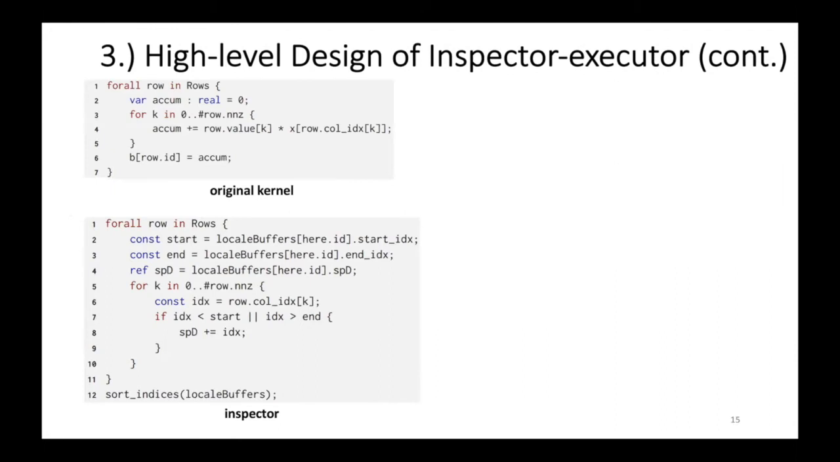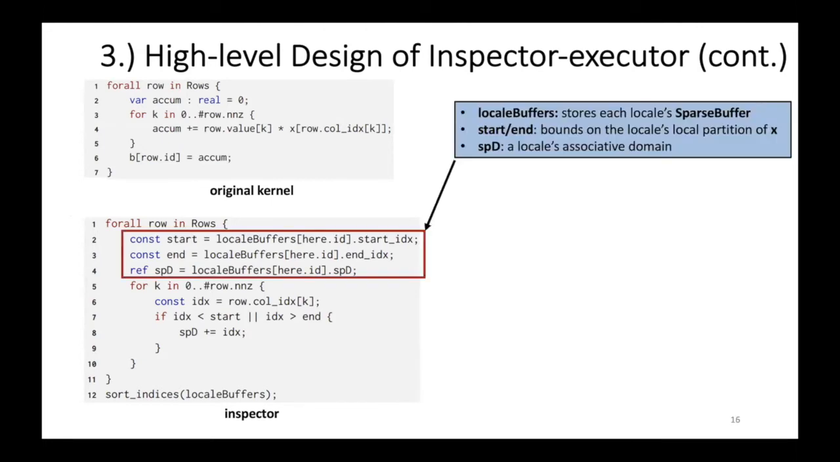So here are examples of what this actually looks like. On the top, we have the original SPMV kernel, and below it, we have the corresponding inspector. A couple things to note: each locale's sparse buffer is stored within this locale buffer array, which is block distributed, so one element per locale. We store the start and end indices for each locale's local partition of X, and the associative domain we'll be operating on is referred to as SPD in this code.